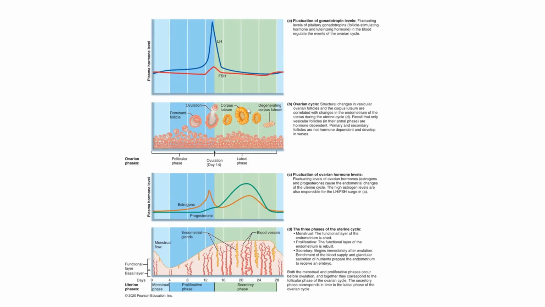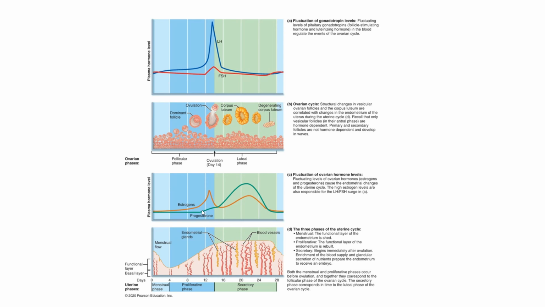All right. So as estrogen builds, you can see the building of estrogen starts this proliferative phase, and then it will get to a peak, and this will stimulate ovulation to occur. And so ovulation is around day 14. And then after that, you have the secretory phase, and rising progesterone from the corpus luteum is going to stimulate the secretory phase.